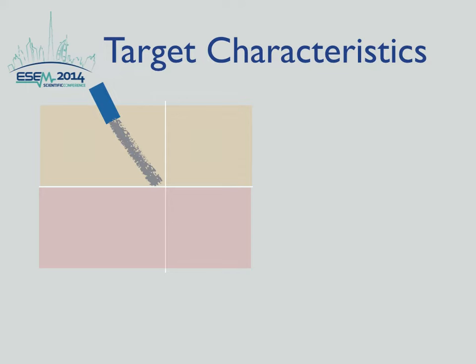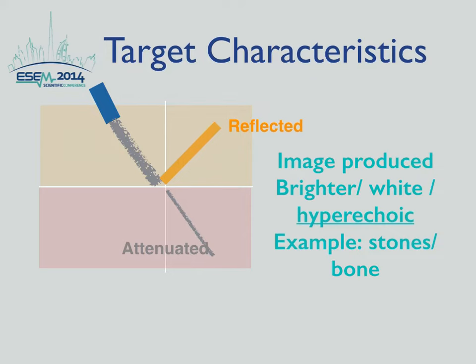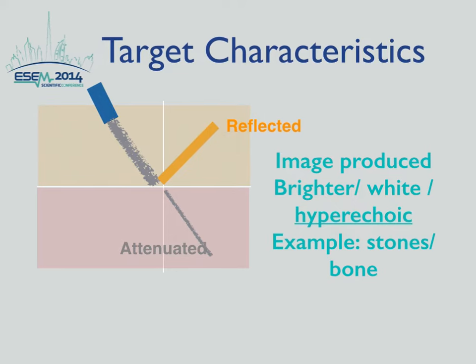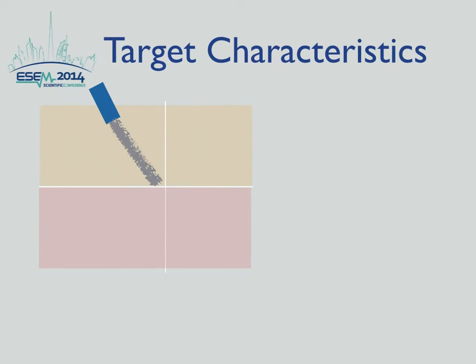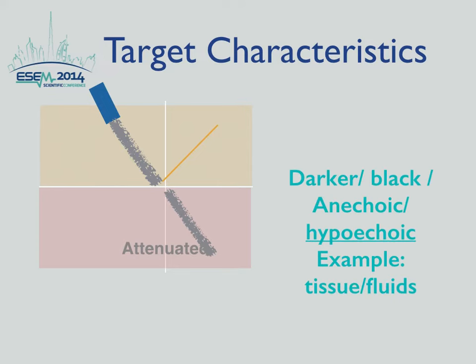The brightness of the image produced by the ultrasound machine, or what is known as echogenicity, is determined by the rate of reflection and attenuation of the sound wave. When the sound wave reflects more than it attenuates, the image produced will be brighter. This is also known as hyperechoic or white. For example, this happens when the ultrasound wave interacts with stones or bones. On the other hand, if a larger part of the sound wave attenuates and very little is reflected, this is going to produce an anechoic or darker image, or hypoechoic image. For example, this is what happens when the sound wave interacts with tissue and fluid.